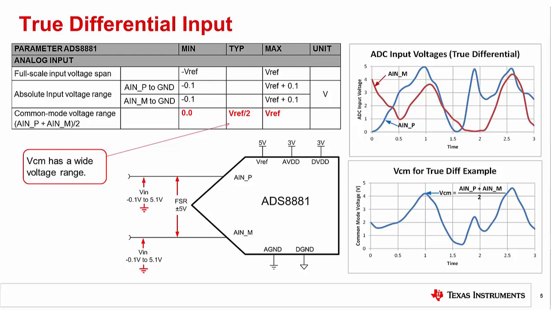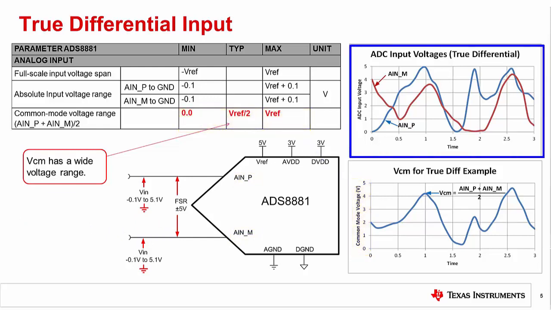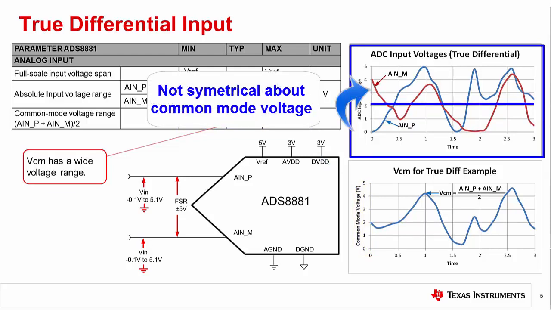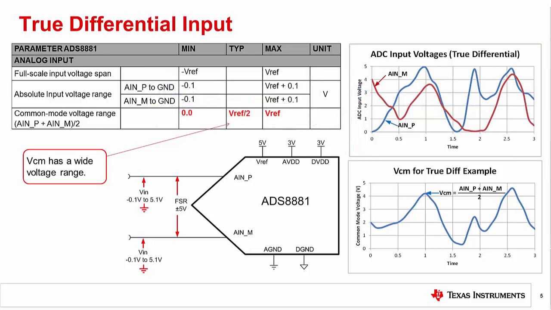In the example shown here, the two inputs can move independently of each other, and the input voltage is calculated as ANP minus ANM. Notice that the common mode moves across the entire input range. Also, notice that the input signal does not have to be symmetrical as it was in the fully differential example. It is important to note that the fully differential input type is the most common.